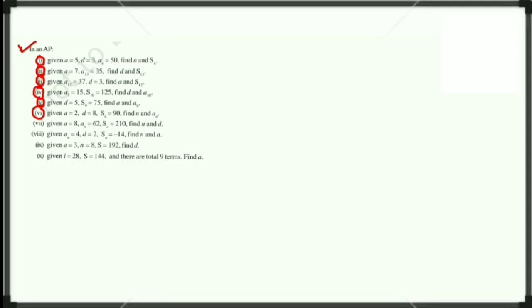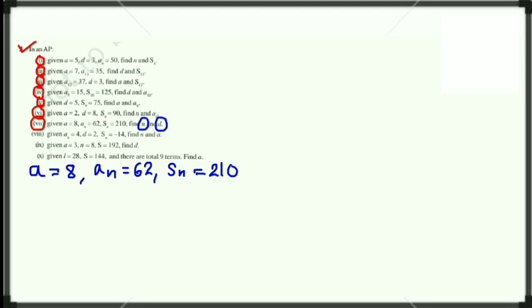Now question number 7, and here is given a, that is first term is 8, an, that is last term is 62, and Sn, sum of AP is 210, and here we need to find n, that is number of terms, and d, that is common difference.